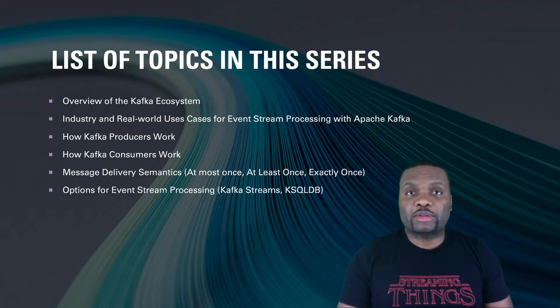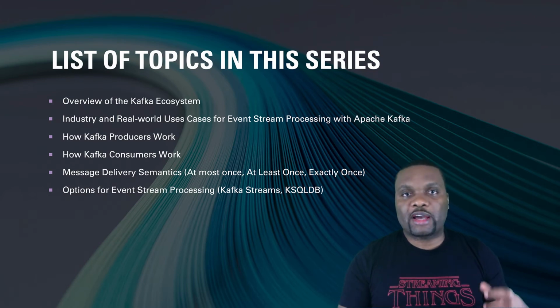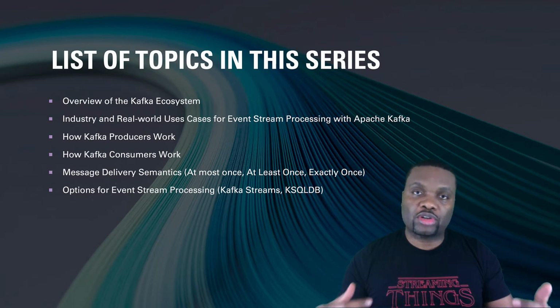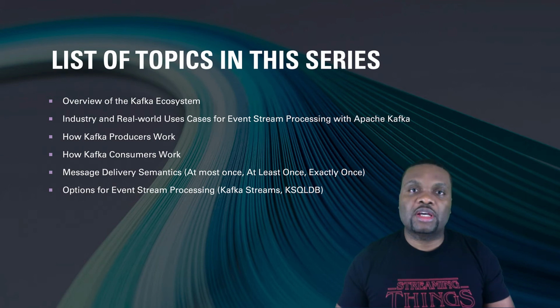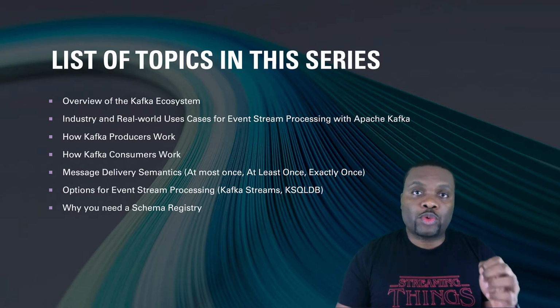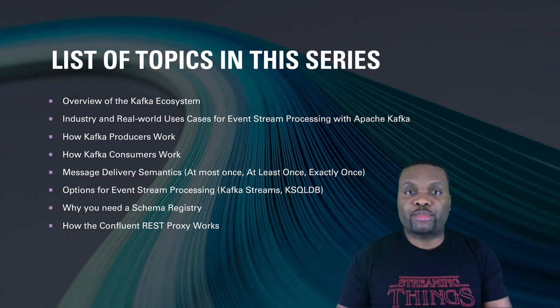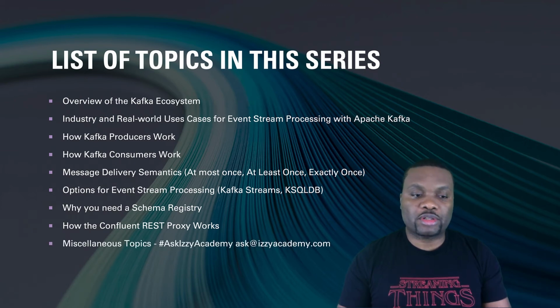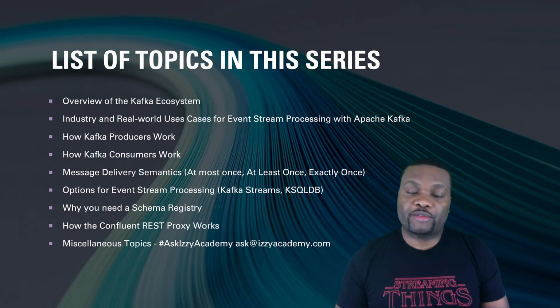Then we're going to talk about options for how you can do stream processing. So we have KSQL DB. We also have Kafka Streams. Then we'll discuss why you will pick one over the other and what some of the advantages and some of the challenges are with each one. Then we will discuss why you would need a Schema Registry, what the Kafka REST proxy is about and how it works.